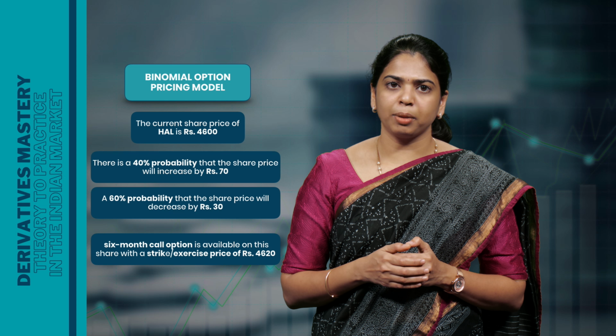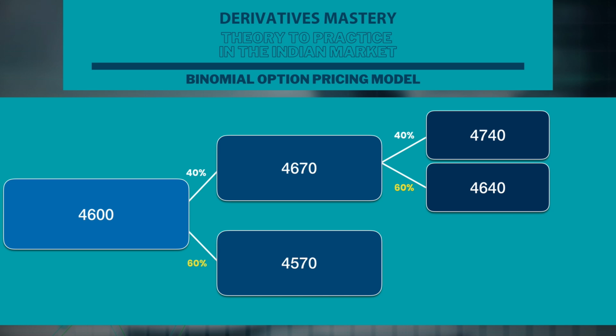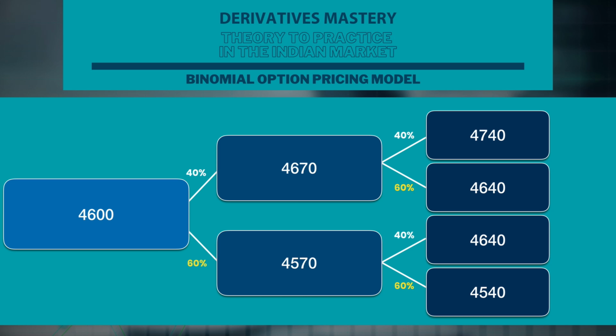Now let us move on to the second quarter. If the stock had increased to 4,670 in the first quarter, it can either increase again to 4,740, which is 4,670 plus 70, or it can decrease to 4,640, which is 4,670 minus 30. Similarly, if the stock had decreased to 4,570 in the first quarter, it can now increase to 4,640, which is 4,570 plus 70, or it can decrease further to 4,540, which is 4,570 minus 30.